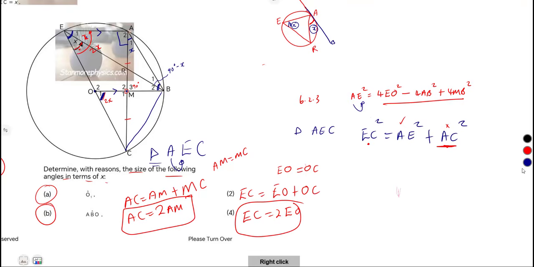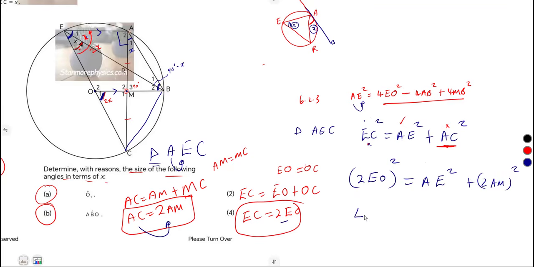Let's rewrite in terms of our replacement and see if we are going to win, because we do not need these ones. EC, we do not need this. So EC can be replaced with 2EO, then we square it. Okay, AE, we're just going to remain with it. From A to C, remember it's what? 2AM. So that's 2AM, we square it, which was going to give us 4EO squared, which is equal to AE squared plus 4AM squared. We can see those 4, we have them.